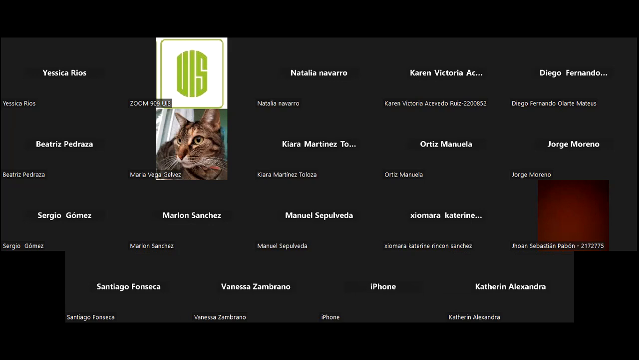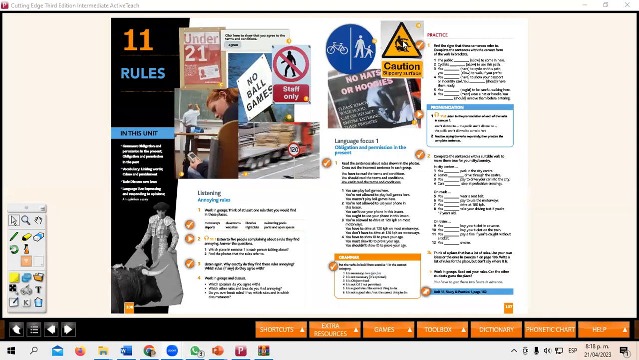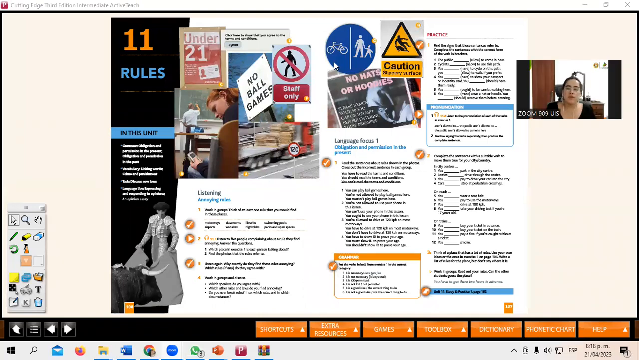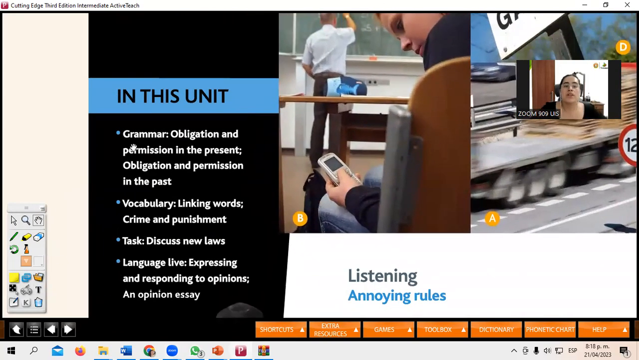Okay, guys, so we can start today. All right. So today we finished Unit 10. We will start Unit 11 today in these 2 hours of class. Let's take a look at the topics that we are going to cover during this unit. First, obligation and permission. So we are going to review the use of modal verbs to talk about obligation and permission. First in the present, and in the next part is about the past, okay?